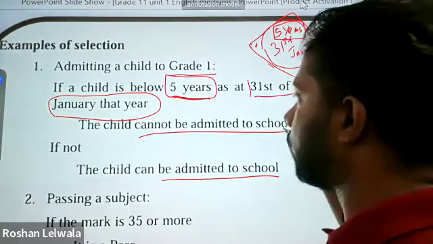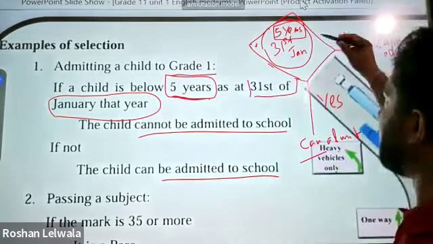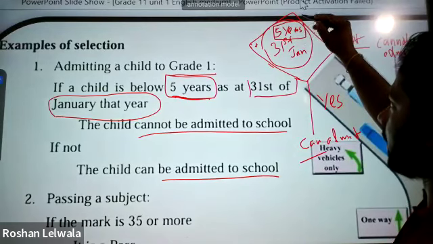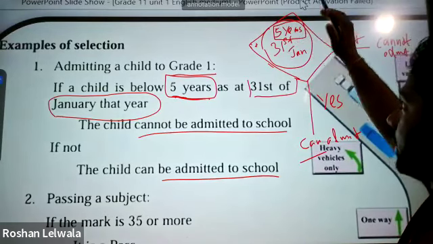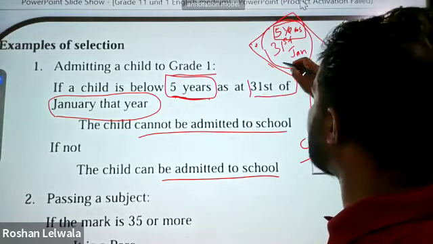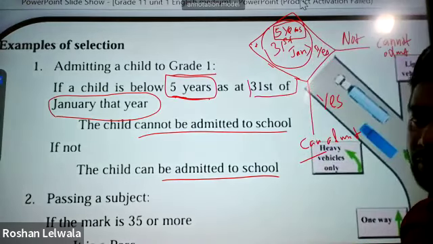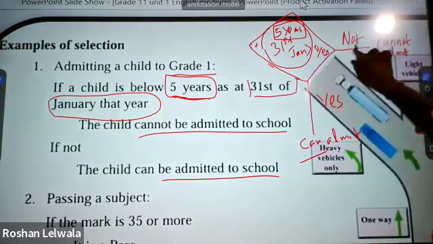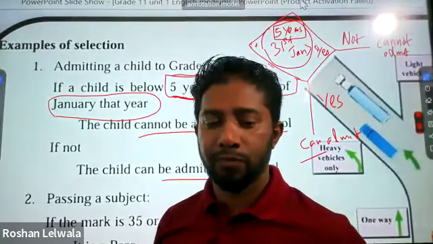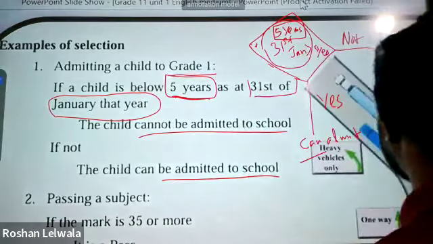The child cannot be admitted to school if the age is below 5. Then the condition is we have to check whether, when the date is 31st, the child is equal to or more than 5 years. Up to this stage, equal or more. Then we can go this path, or else we have to go that path. That means next year we have to admit the child to the class. That is the method. So remember that.